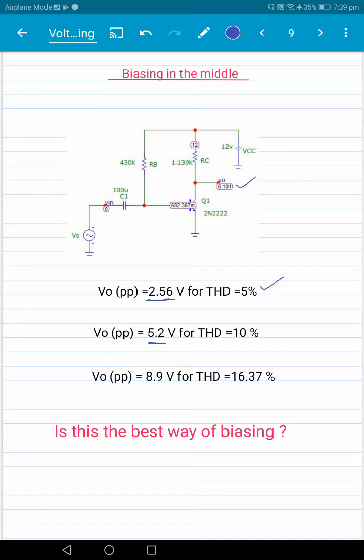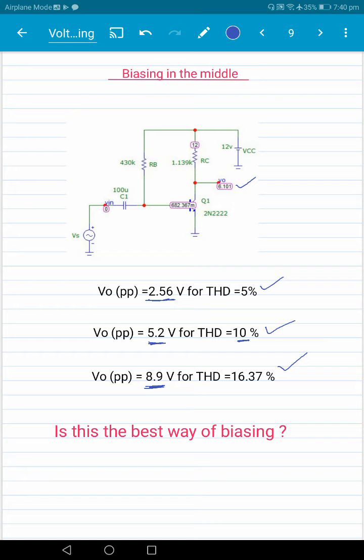You get a swing of 5.2 volt. You increase the input a little bit more, you'll get a higher swing, but then the distortion also increases here. If you want even more swing, well, you'll get 8.9 volt, but you get a distortion of 16.37%. Now the issue before us is, is 6.1 biasing in the middle the best way of biasing? And the answer turns out that it is not.